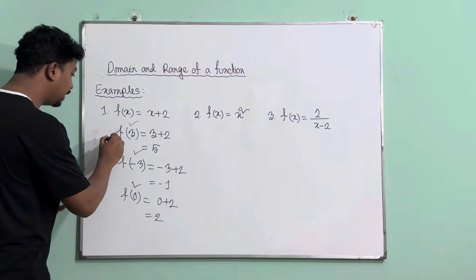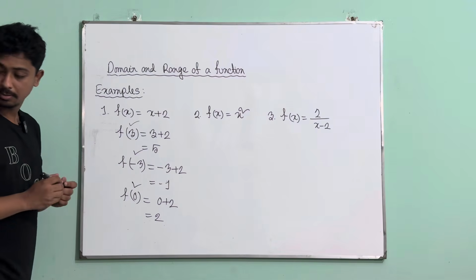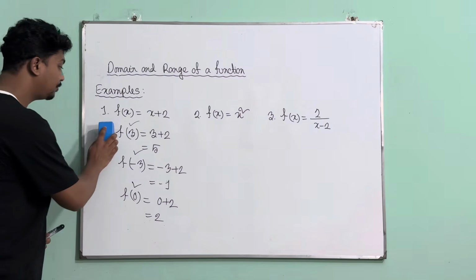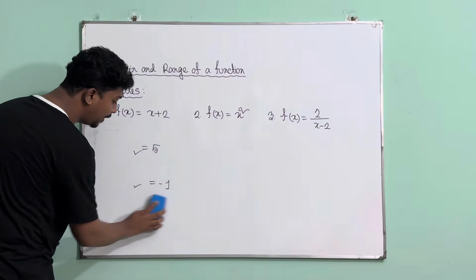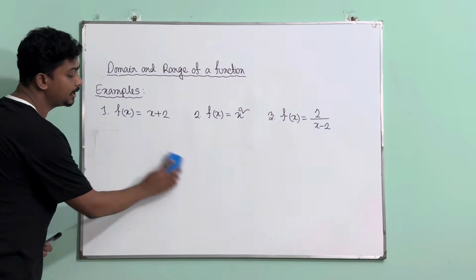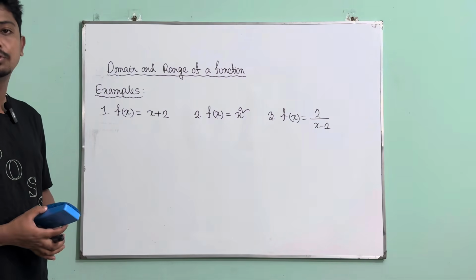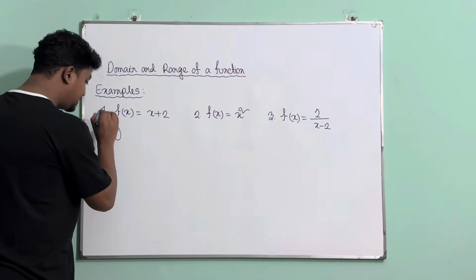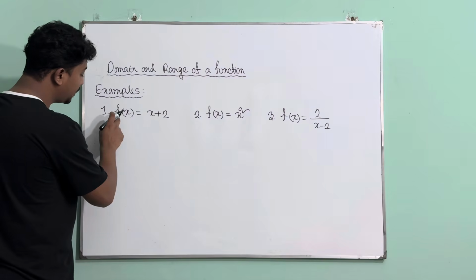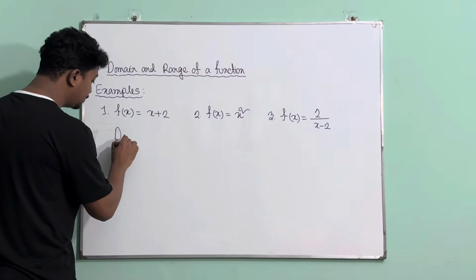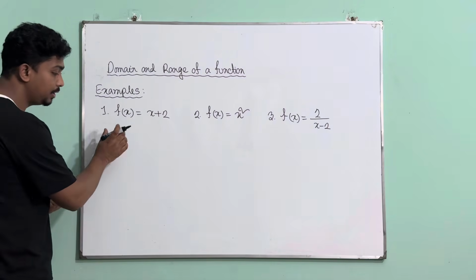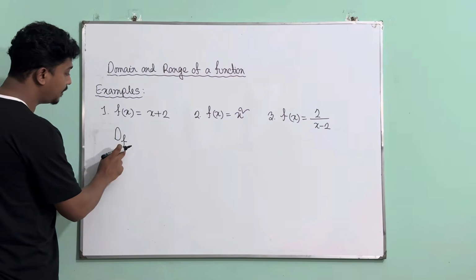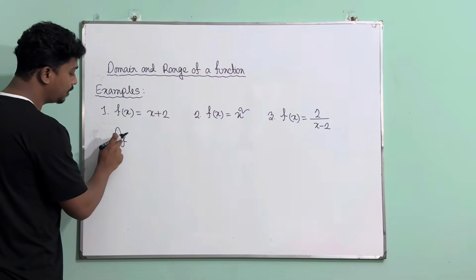So for this function we write the domain is all real numbers. That means any number we can put is the domain. Domain is written as D, and whatever function we are denoting, so it's D of f. That's how we write the domain of a function. If it was g, we could write domain of g.